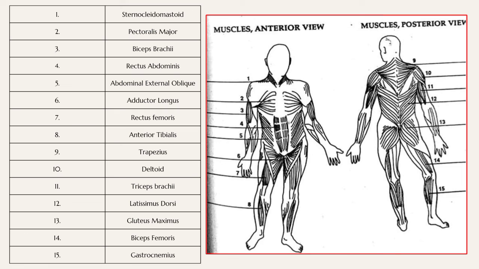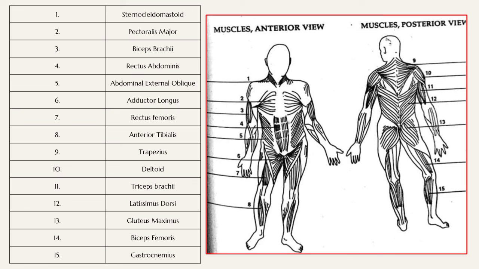Number 13, gluteus maximus. It is the most superficial gluteal muscle that forms the prominence of the gluteal region, along with the gluteus medius, gluteus minimus, and tensor fasciae latae. It belongs to the gluteal group of the hip muscles. Gluteus maximus extends from the pelvis to the gluteal tuberosity of the femur.